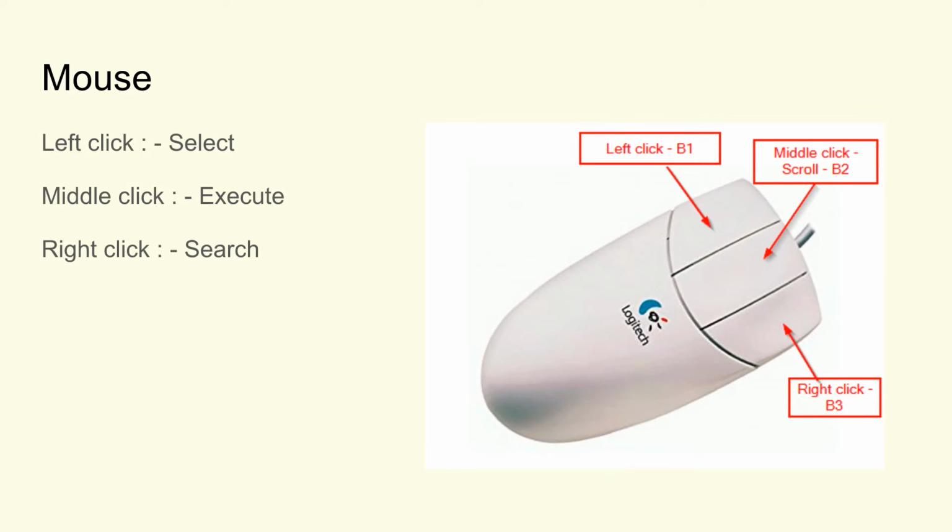Acme requires a 3-button mouse to interact. Left click is used to select text. The middle click, or the scroll wheel click, is used to execute text. Right click is used to search text.